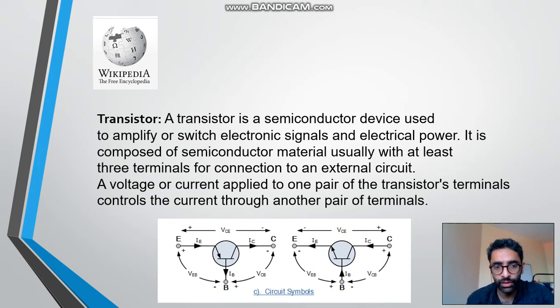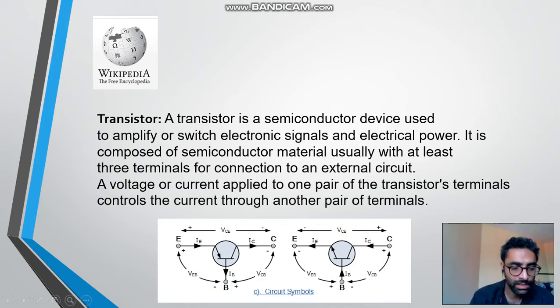So what is the function of a transistor? The transistor can be used to amplify or switch electronic signals and electrical power. Now a transistor is composed of semiconductor material, usually with at least 3 terminals for connection to an external circuit. So as we all know, a transistor basically has 3 terminals, right? And that's why it is also known by the name triode for many purposes, right? And a voltage or current applied to one pair of the transistor's terminals controls the current through another pair of terminals.